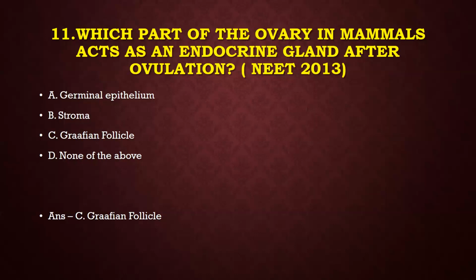and the answer is Graafian follicle. So if the question is asked which part of the ovary in mammals acts as an endocrine gland after ovulation, it is the Graafian follicle. After the ovulation, the release of the ovum, it matures, forms into a corpus luteum, a yellow color body, and acts as an endocrine gland, which releases hormones for the regulation of the body. So the answer is C.